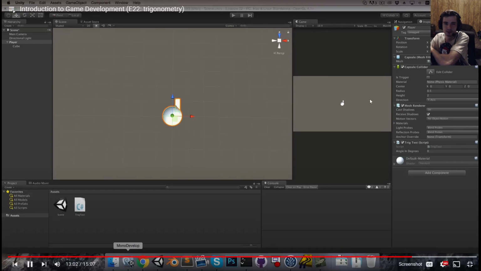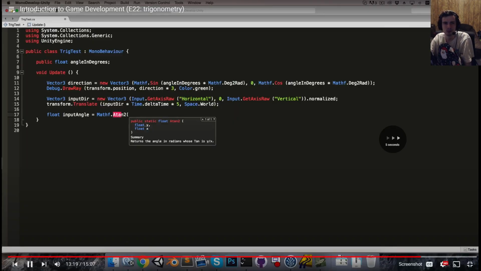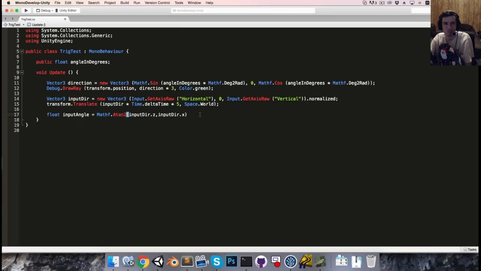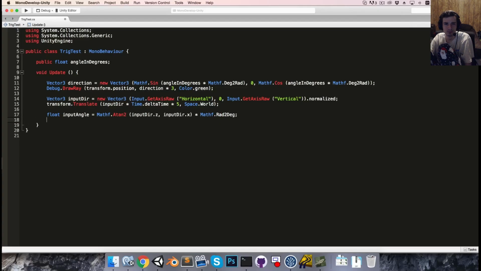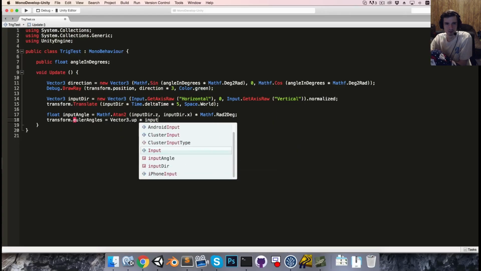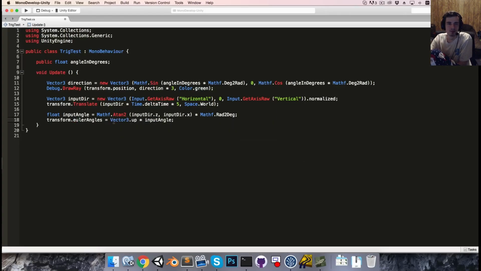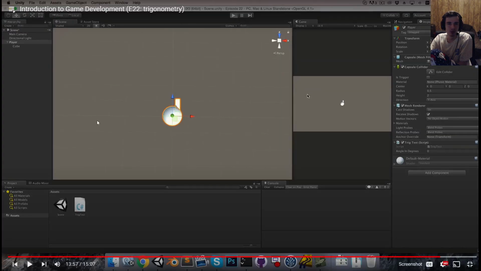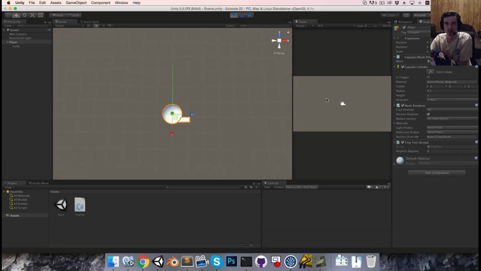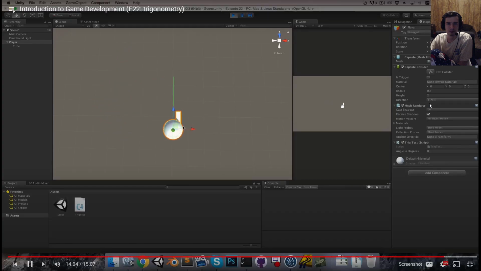Now to actually set the rotation, atan2 returns the angle in radians, so we need to convert from radians to degrees, of course, by multiplying either by 180 over pi, or simply using Mathf.Rad2Deg. Then let's write transform.eulerAngles equal to Vector3.up multiplied by the input angle, so we're just rotating our character around the y-axis by the input angle. If we save that and press play, you can move around, and we'll see that the rotation isn't quite corresponding correctly to the input.